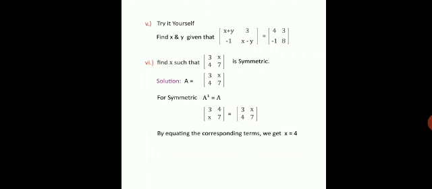We will do the next sum, that is the sixth one. Find x such that the matrix with entries 3, x, 4, 7 is symmetric. The condition here is a symmetric matrix. So for this, we know that A dash, that means the transpose of A, is equal to A. So transposing matrix A, the first row becomes the first column, that is 3, x, and the second row becomes the second column. That is equated to the matrix A. Now by equating the corresponding terms, we get the value of x is equal to 4.